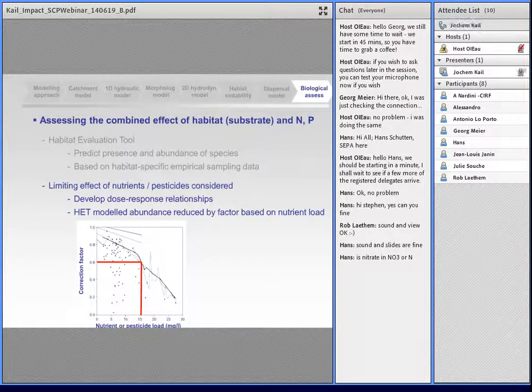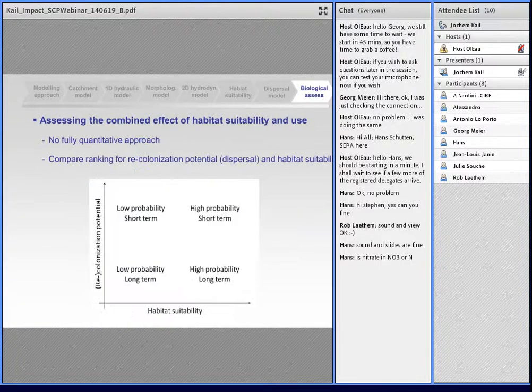Okay, this was quite a straightforward and kind of quantitative approach. For combining the habitat suitability and the recolonization potential, we didn't find any kind of quantitative approach because these two variables have different units or describe different things. But we found a way to compare them in a qualitative way.